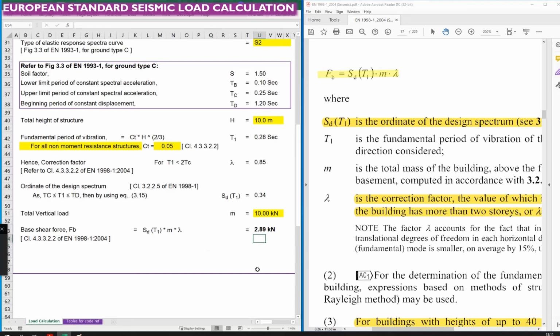So this 2.89 is roughly 30% of the total vertical load. With this, this topic is over. Our ultimate aim to calculate the base shear force is done.